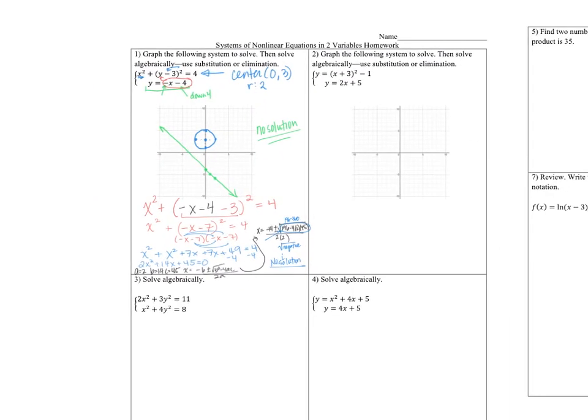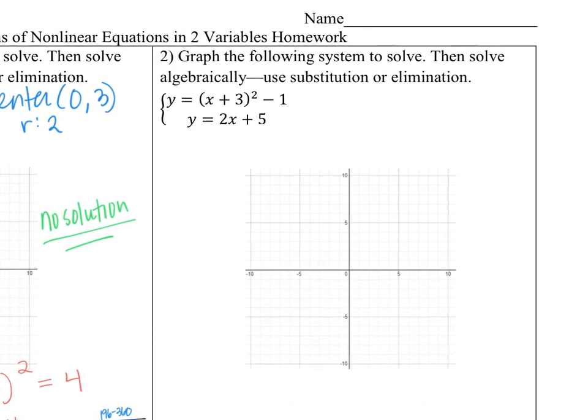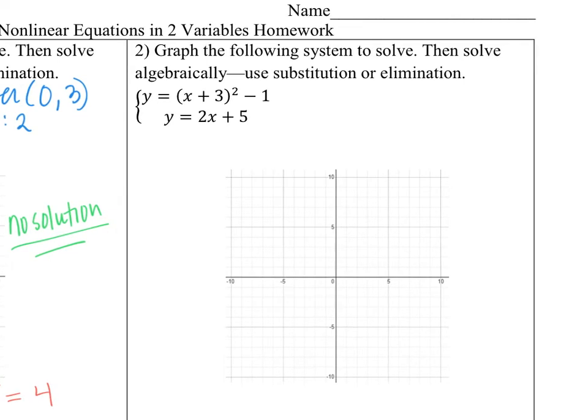Okay, let's look at part 2. Again, it wants us to graph first. So I'm looking at the first equation. This is actually a quadratic because I have the power 2, so it's a parabola. It's shifted to the left 3 and down 1. So left 3 spaces and then down 1.